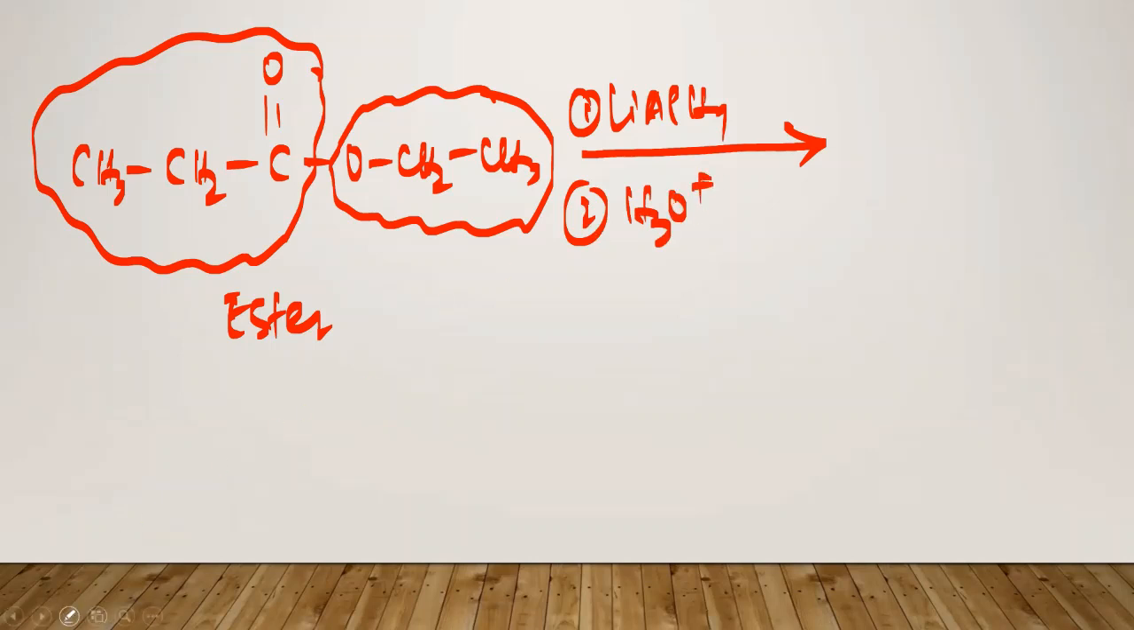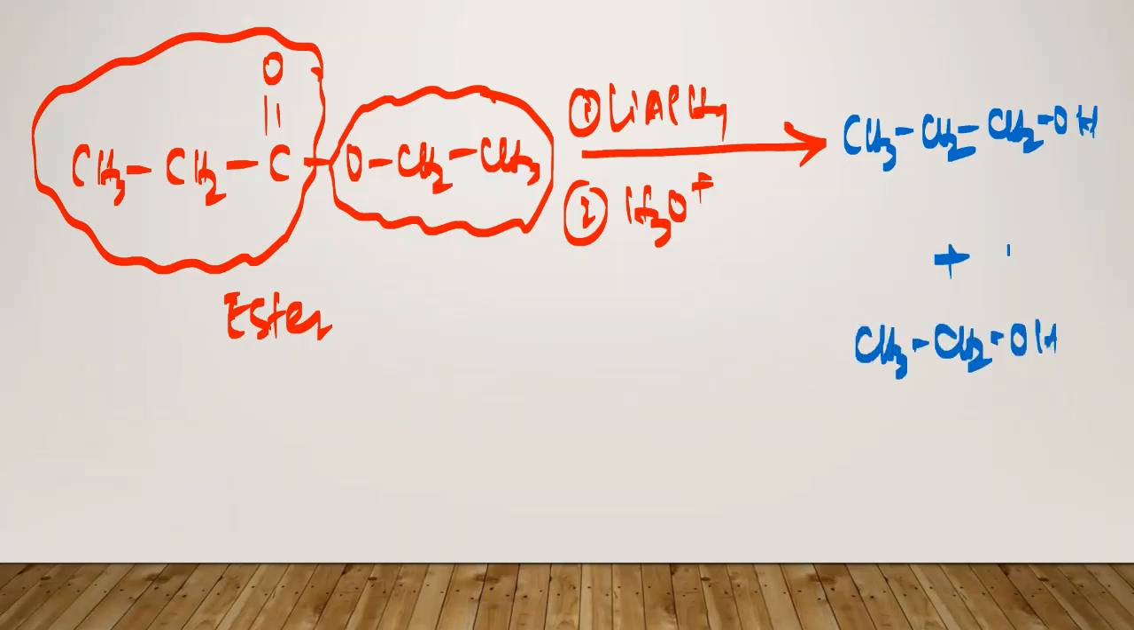So dear friends, the two products you will get: the first one will be CH3CH2, and this CO group will change into CH2OH now. This is one alcohol, and another one will be from the alkoxy group. Alkoxy group will become CH3CH2OH. So you are getting propanol and ethanol. So this is how you are going to reduce carboxylic acids, esters, aldehydes, and ketones and convert them into alcohols. I hope everybody has understood this particular thing.